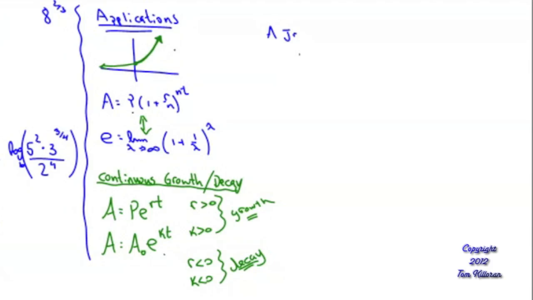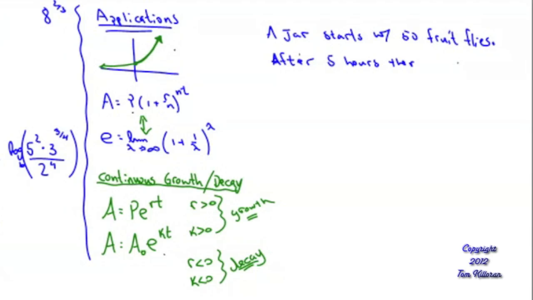A jar starts with 50 fruit flies. Talk about fruit flies, biology. Yep, because they're quick growing and you play around with genetics. After 5 hours, there are 75 flies. Find the growth constant. That'll be the first part.